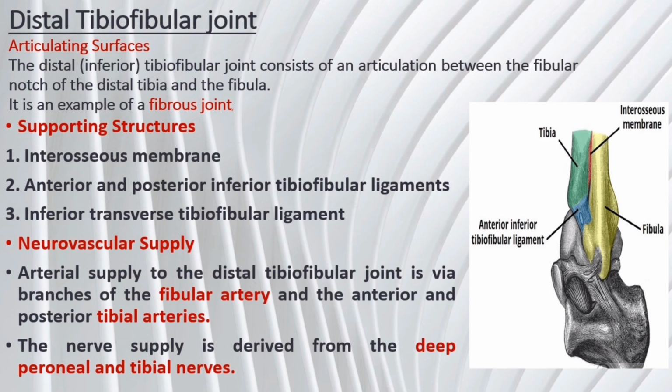Neurovascular supply. Arterial supply to the distal tibiofibular joint is via branches of the fibular artery and the anterior and posterior tibial arteries. The nerve supply is derived from the deep peroneal and tibial nerves.